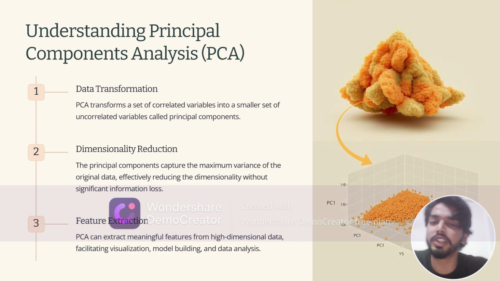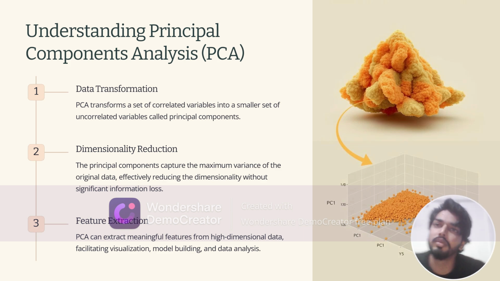Understanding principal component analysis. What is PCA? PCA is basically divided into three key terms: data transformation, dimensionality reduction, and feature extraction. PCA transforms a set of correlated variables into a smaller set of uncorrelated variables called principal components.